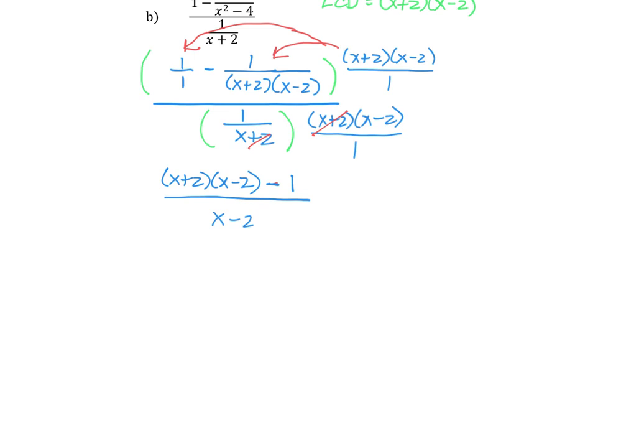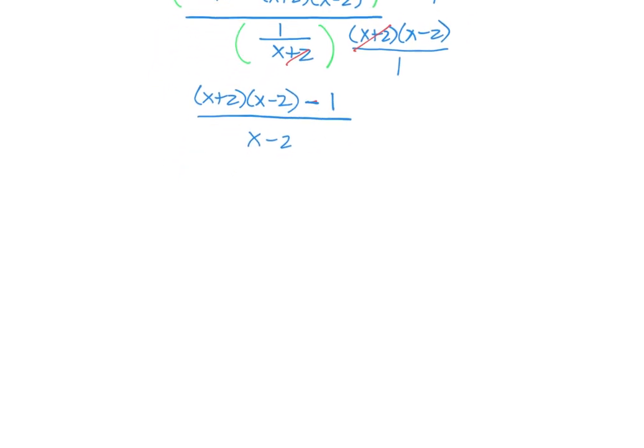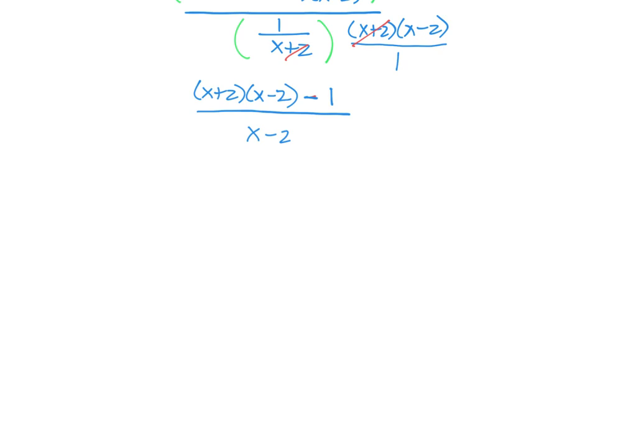Okay, so I've cleared the fractions. Now I have to see if I can reduce this fraction. Remember, we can't cancel the x minus 2 because the numerator is not factored. We still have that minus 1, so we need to multiply it all out. It becomes x squared minus 4, right? X plus 2 times x minus 2 is x squared minus 4. And then minus 1 over x minus 2. That would be x squared minus 5 over x minus 2.